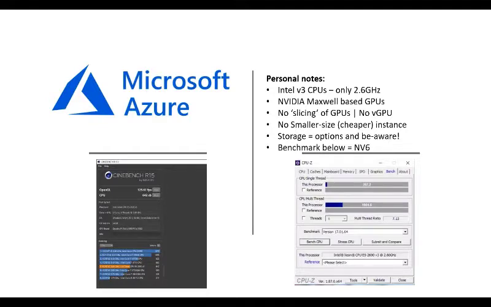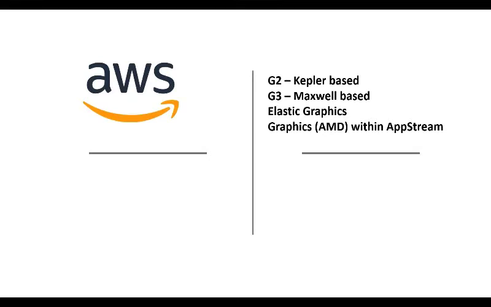When I run CPU-Z and Cinebench with this machine, you can see the results. Always handy to have some baseline and compare it with on-prem, for instance. Let's move on a little bit faster.